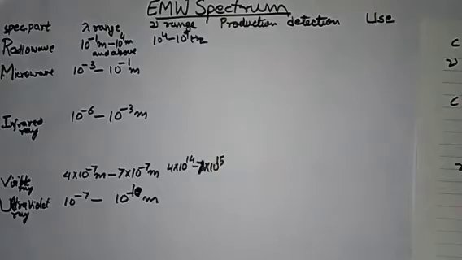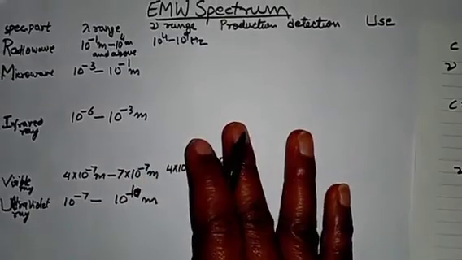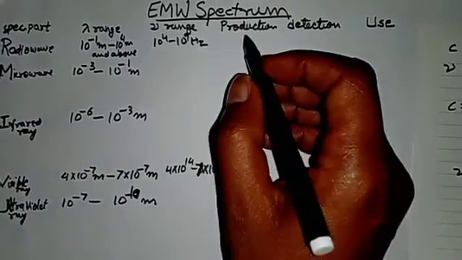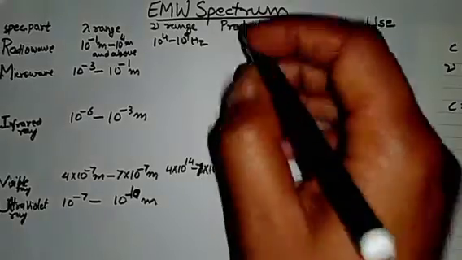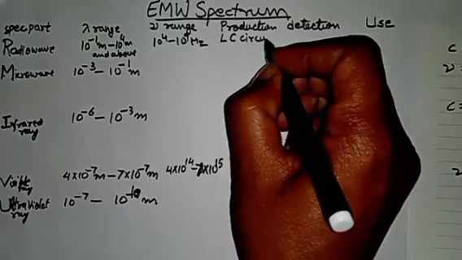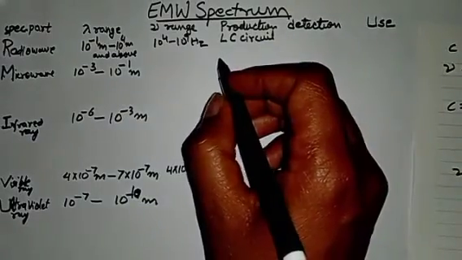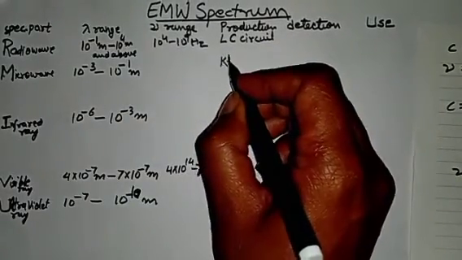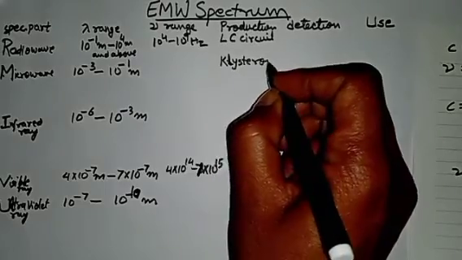Okay, now the rest of it is a drill for you. All right, now production, how these waves are produced. So radio waves are produced by LC circuit. Microwave, the names of the devices are klystron and magnetron.